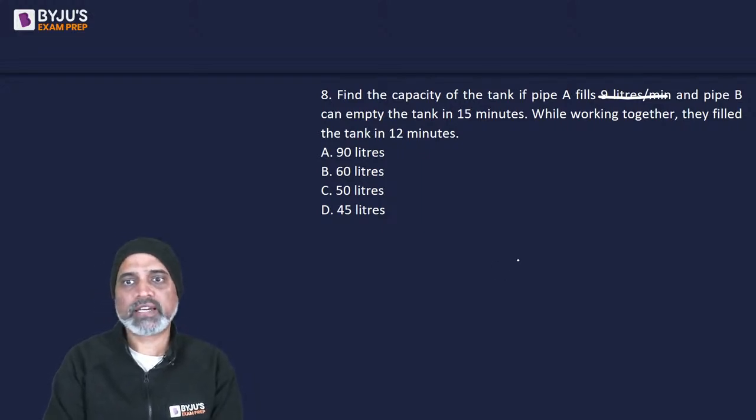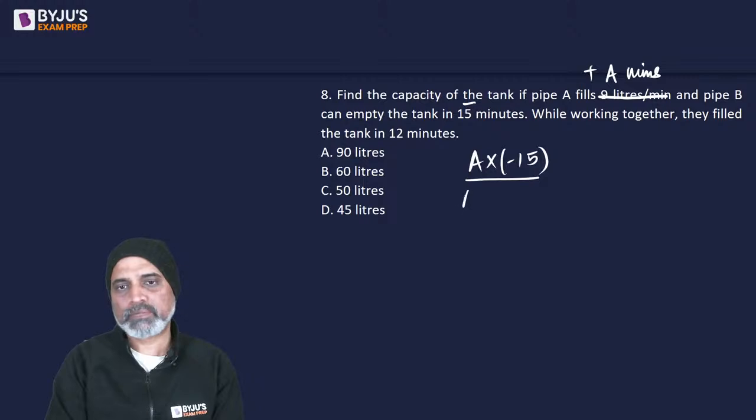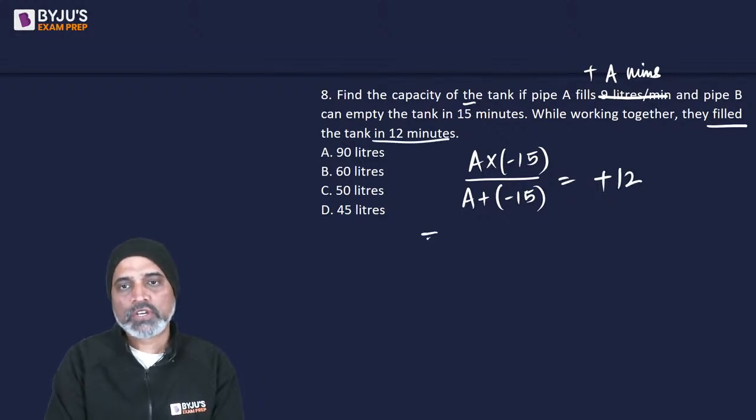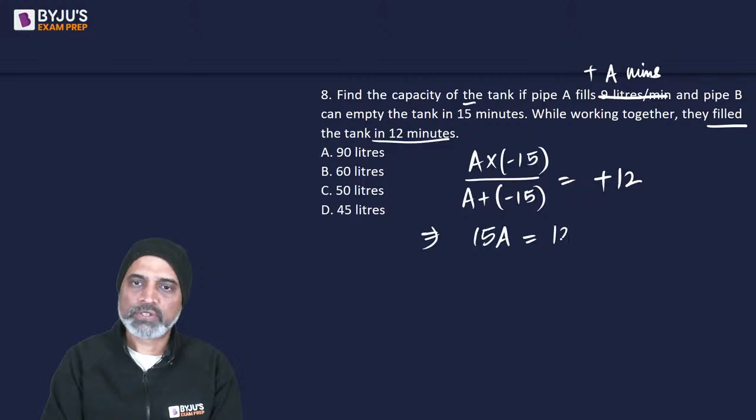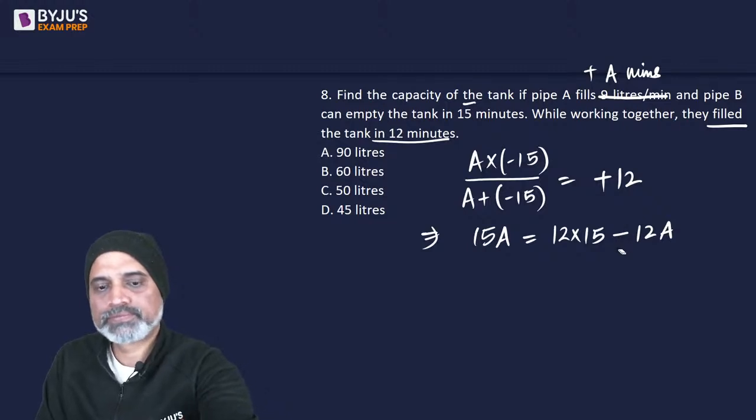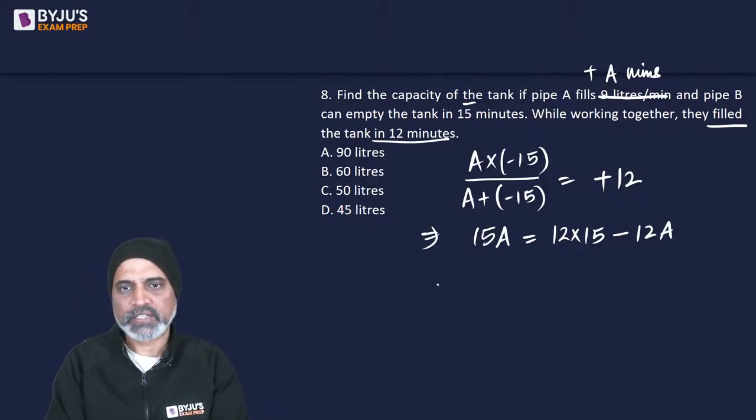I'm simply going to say that pipe A fills it in, let's say, A minutes. Using the same formula, this is plus, this is minus. So we can say A into minus 15 divided by A plus minus 15. And this is telling us it gets filled, so that's plus, in 12 minutes. So this is 12. If I rearrange it, I will be getting 15A is equal to 12 into 15 plus 12A. Sorry, not plus, minus 12A. Okay, I have taken care of the negative sign.